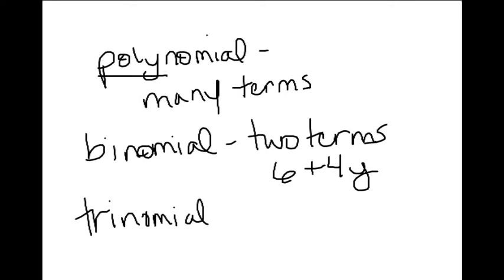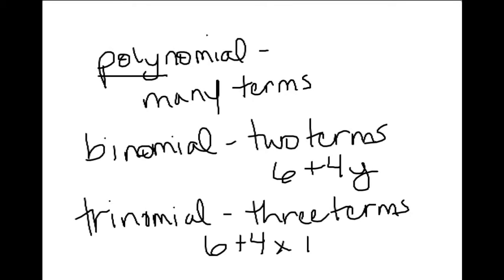which is three terms. And an example of that could be 6 plus 4x plus 3y. I can't combine the x and the y because they're not like terms. So I have three terms. So those are the special types of polynomials. A polynomial could have 10 terms if it was that crazy.